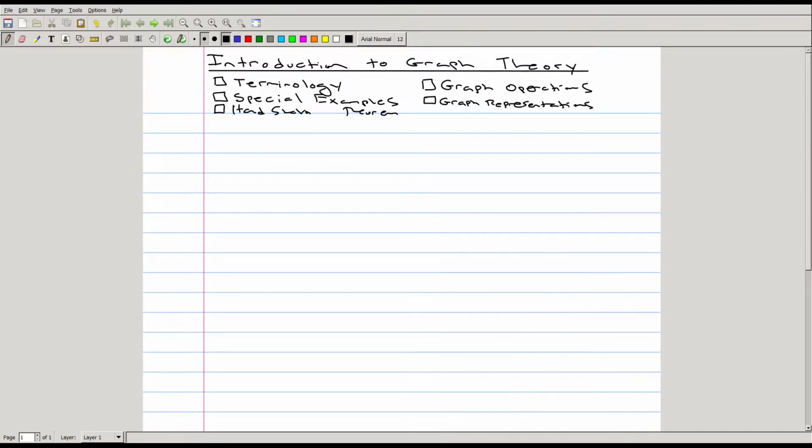Today we'll be discussing an introduction to graph theory and some of the important operations and ideas contained within. And so to begin with, we'll start by defining a graph and discuss various terminology and different types of graphs that we can have.